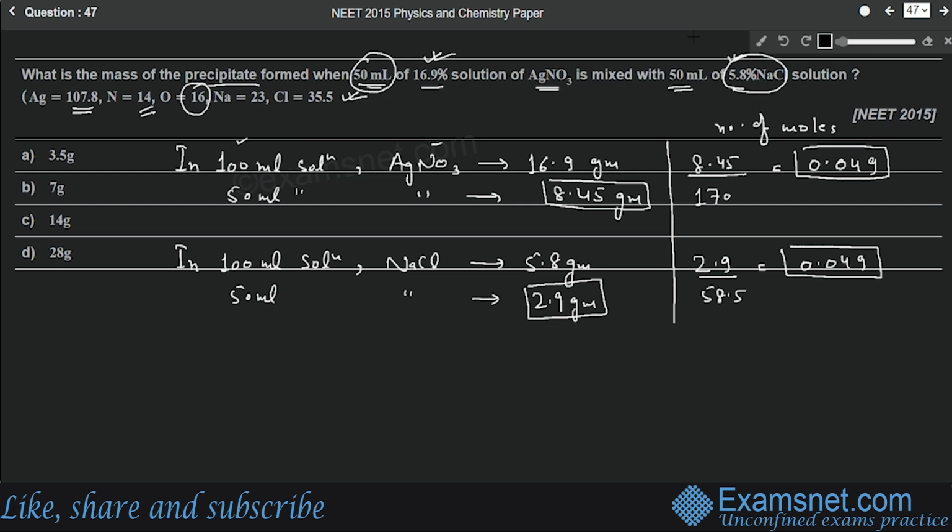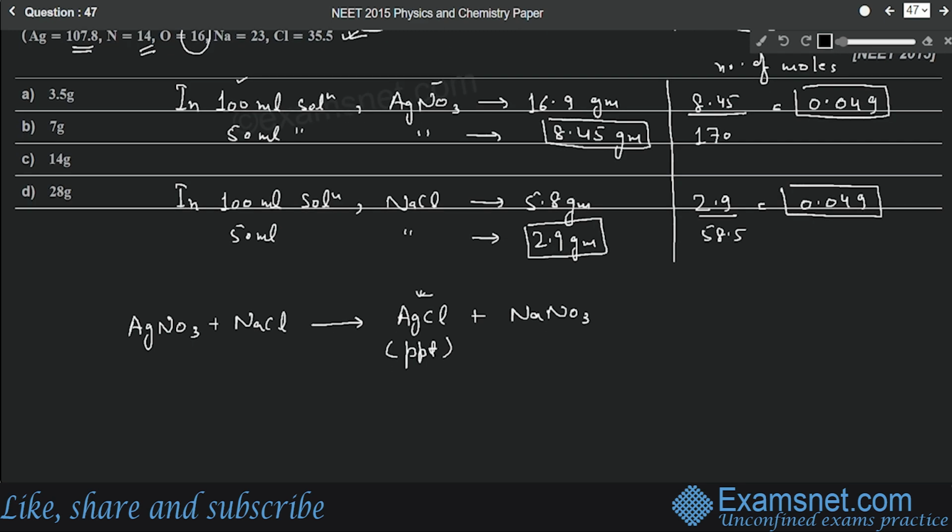Now let's write down the reaction here. Silver nitrate is mixed with NaCl. So what do we get? We'll get a precipitate of silver chloride. This is the precipitate. We have to find the amount of this precipitate, silver chloride. In addition to this, sodium nitrate will also be formed.